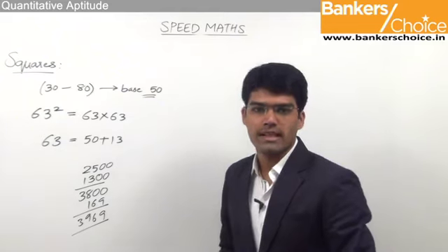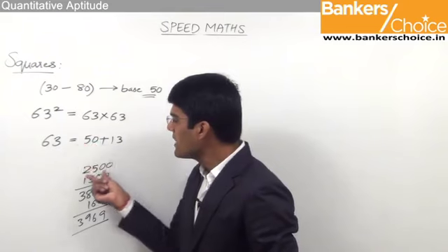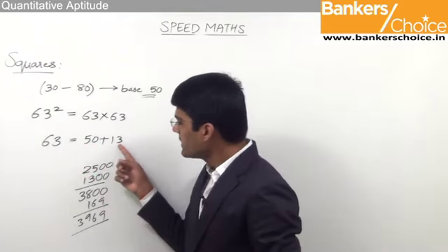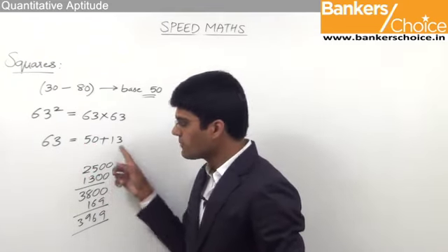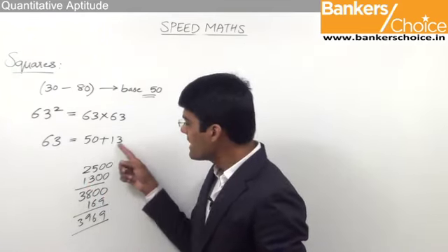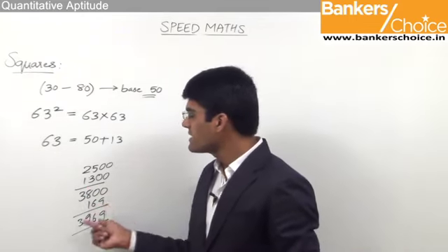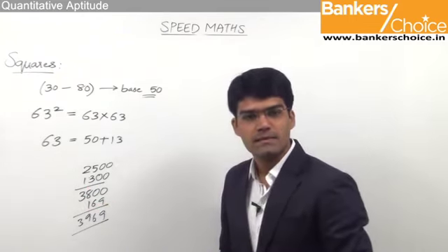I hope you all have got the idea. 63 should be taken as 50 plus 13. So 50 square is 2500. Whatever 13 we have here, those many hundreds have to be taken. So plus 1300. This gives us 3800. And the next step is add 13 square to this to get the answer. So 3800 plus 169 will be equal to 3969.